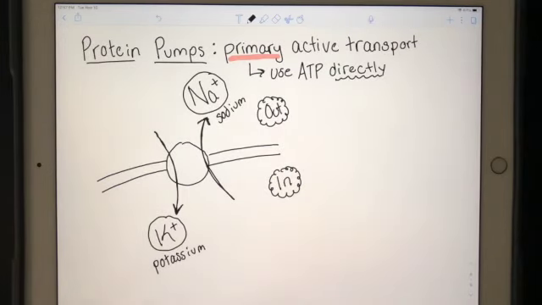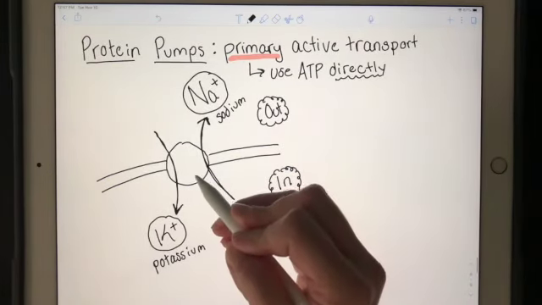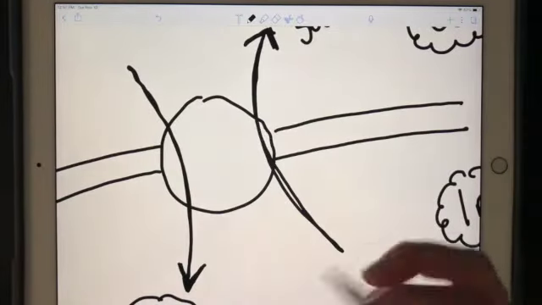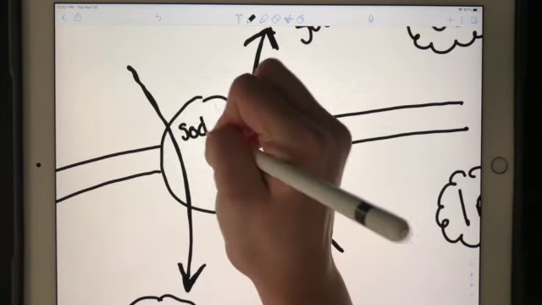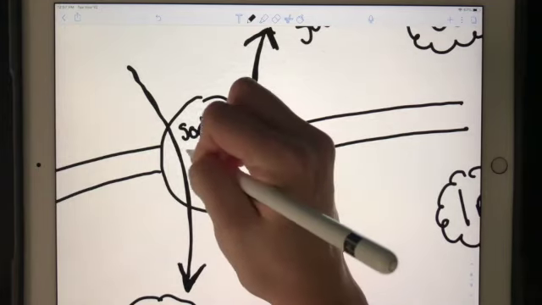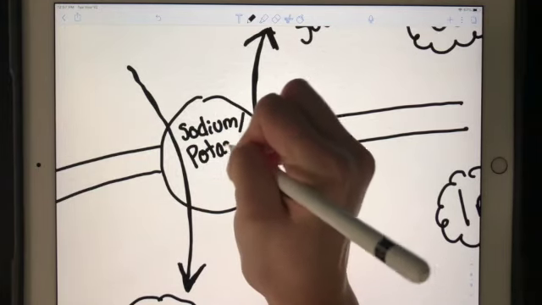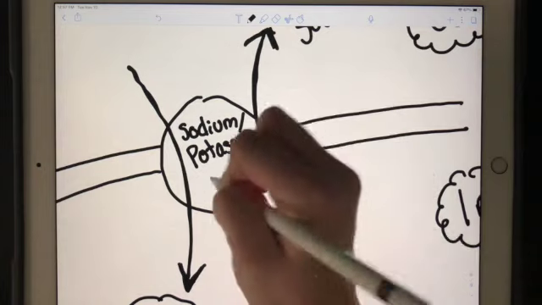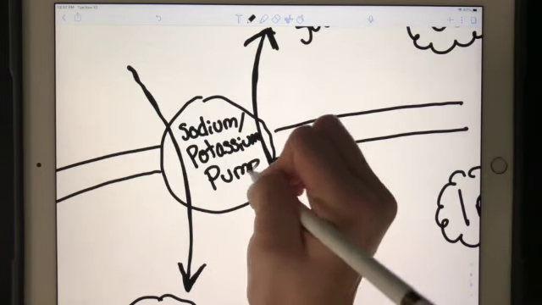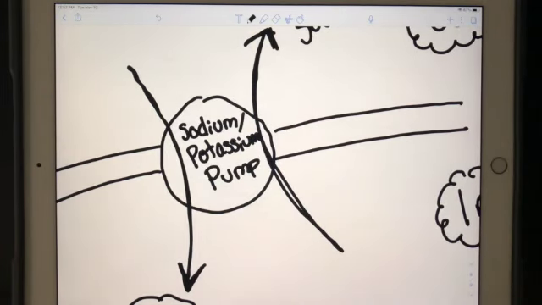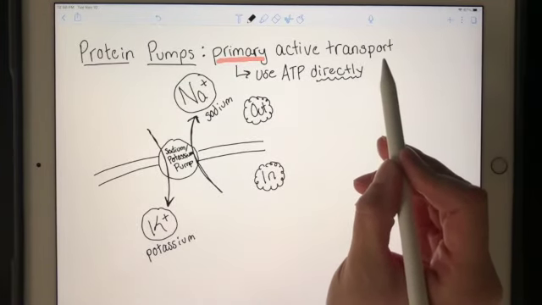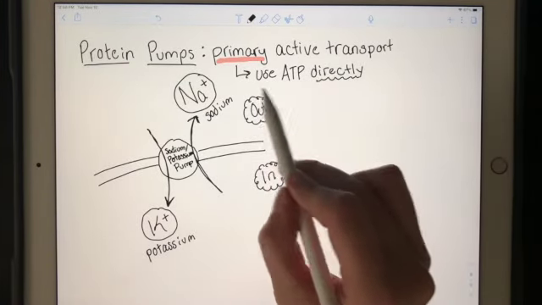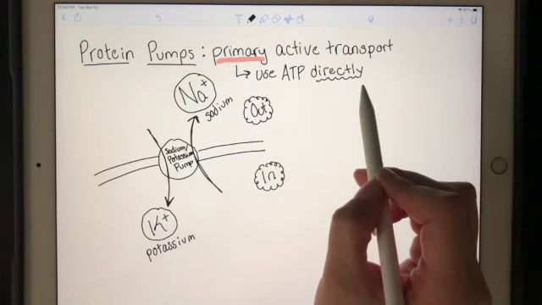So it pumps in potassium while also pumping out sodium. This protein is going to be one of the most important that you study. And it is called the sodium-potassium pump. One important job that the sodium-potassium pump has is to set up concentration gradients across the cell membrane. But because it requires active transport, we need to get some energy to be able to do this.